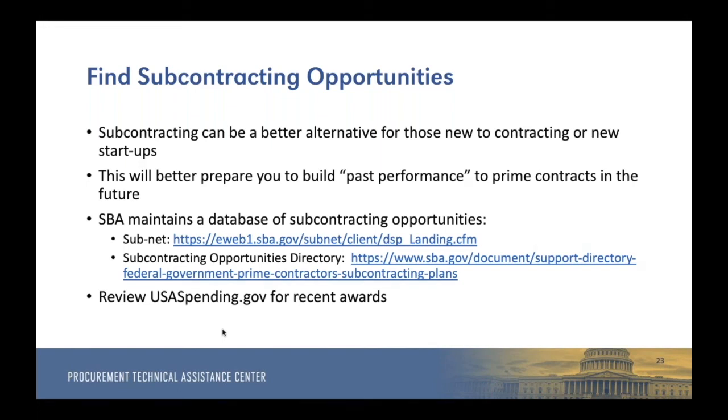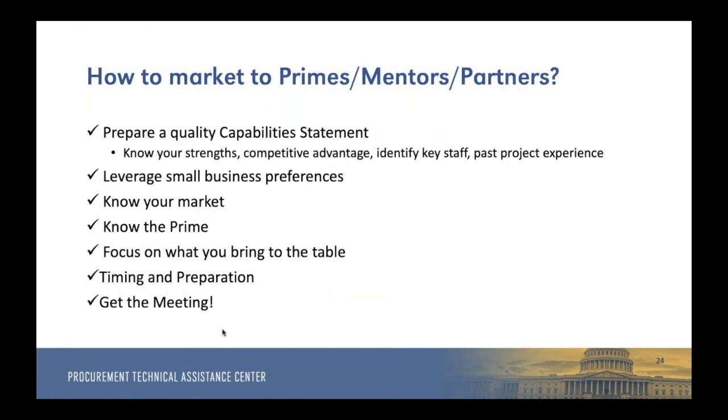Review usaspending.gov for recent awards. Another way, as I mentioned, to find out who got awarded, and then maybe they have subcontracting opportunities that you can work with them on. Maybe they don't have it now, but maybe they will have it in the future, and it's also always a good idea to reach out to them and introduce yourself. It's just a way of doing business. Let's move on.